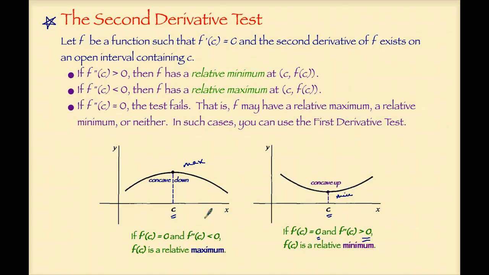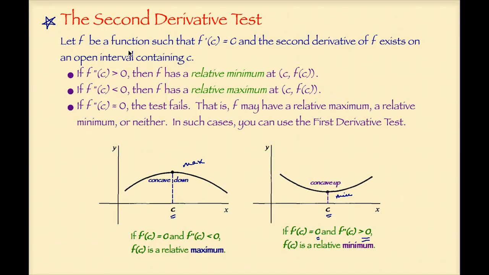So when you have a number and the first derivative is 0 there, the second derivative is negative, it's a max. And if you have a critical number, the first derivative there is 0 and the second derivative is positive, then you have a min. And that's what this definition says.